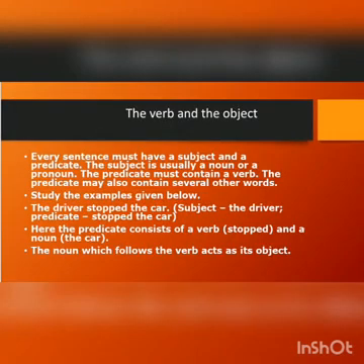The verb and the object. Every sentence must have a subject and a predicate. The subject is usually a noun or a pronoun. The predicate must contain a verb. The predicate may also contain several other words. Study the example here. The driver stopped the car. Here the subject is the driver, and the predicate is stopped the car. Here the predicate consists of a verb, stopped, and the noun, the car. The noun which follows the verb acts as its object.